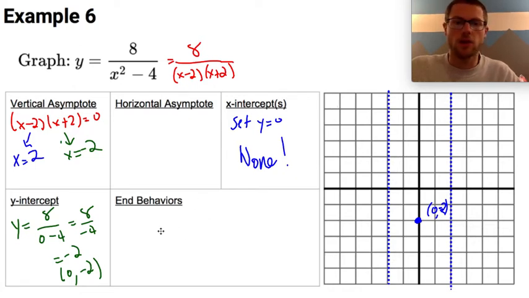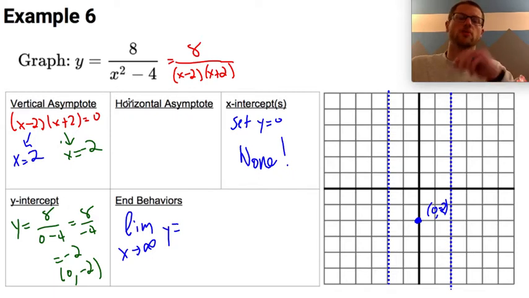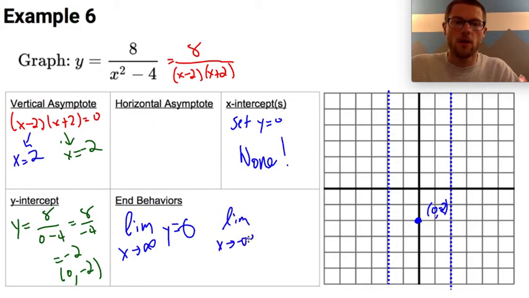All right, now let's talk about the end behaviors. If I take my limit as x approaches positive infinity, let's think about what happens. As I put in really large numbers, this thing explodes, and I'm going to subtract 4 from that, and so this is going to be getting closer and closer to 0. That's going to be the same thing with my limit as I go to negative infinity. 8 divided by a really large number is going to equal 0. So what that means is that my horizontal asymptote is going to be at 0.